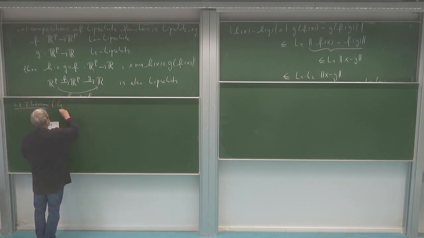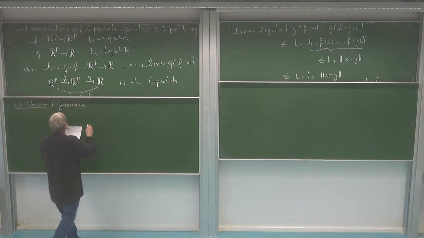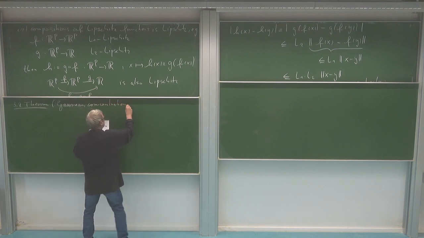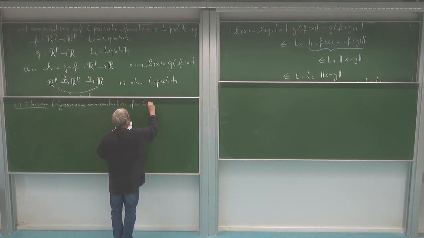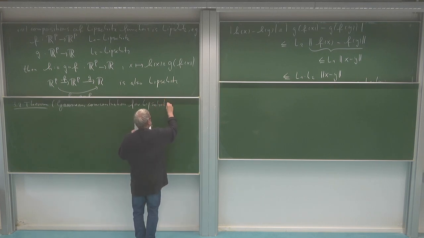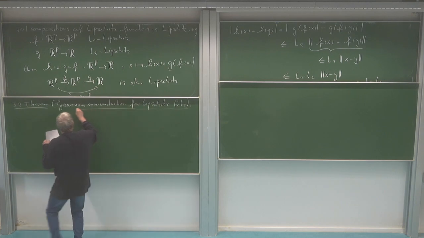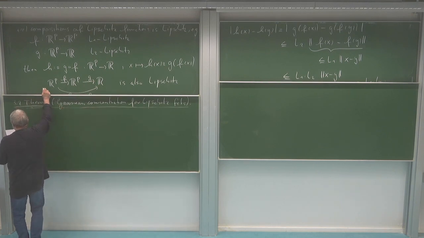So this is the Gaussian concentration for Lipschitz functions. Gaussian concentration for Lipschitz functions. So what is our setting?